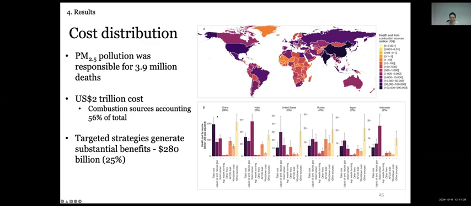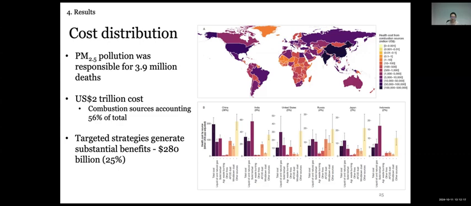Among combustion sources, in China, total coal introduced the highest health cost, whereas for India and Indonesia, solid biofuel contributed the highest health cost. And then for United States, Russia, and Japan, liquid oil and natural gas played a dominant role in increasing the total health cost. And again, these health costs with respect to each source represent the health benefits if we remove these sources.